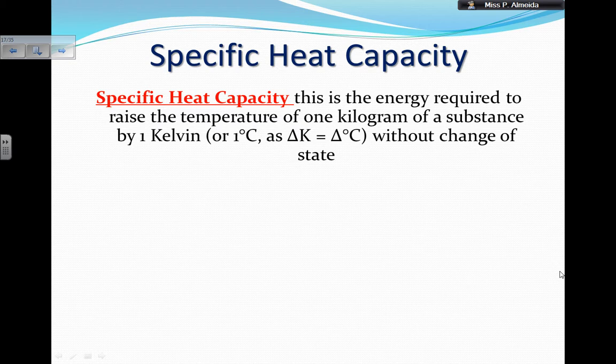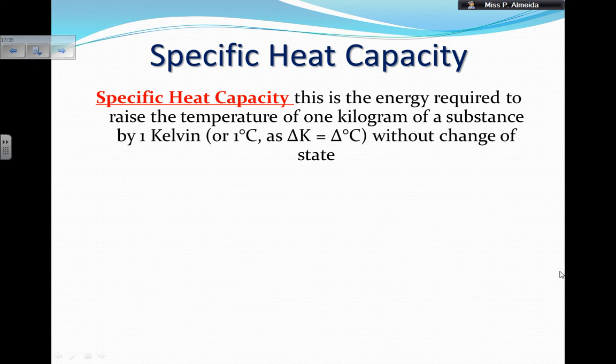By definition, it's the energy that you need to raise the temperature of 1 kilogram of a substance by 1 Kelvin, or 1 degree Celsius, because the change in temperature in Kelvin is the same as the change in temperature in degrees Celsius. Meaning if I go up 20 degrees Celsius, I go up 20 Kelvin as well. This does not happen with Fahrenheit, where the difference is, I think, 1.8, something like that. This is the energy to raise the temperature of 1 kilogram of that substance by 1 Kelvin or 1 degree Celsius without a change of state.